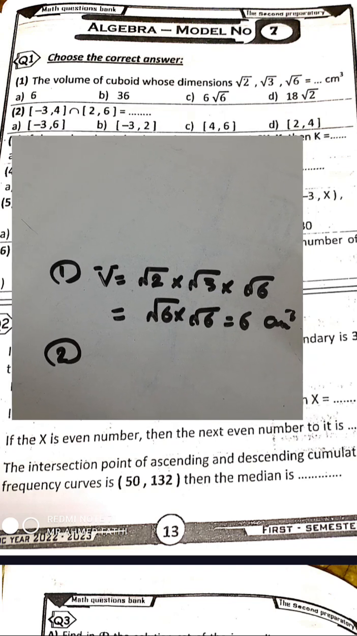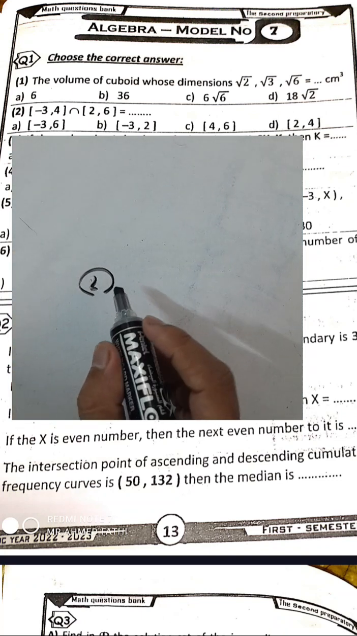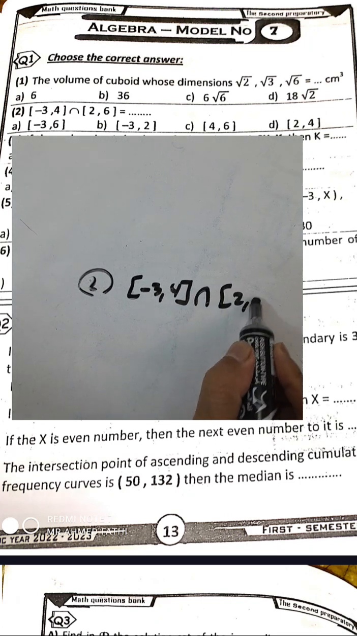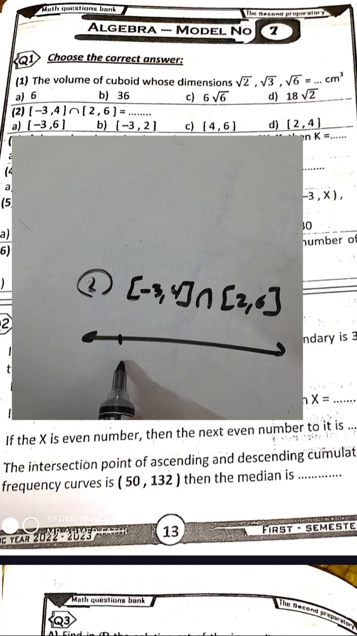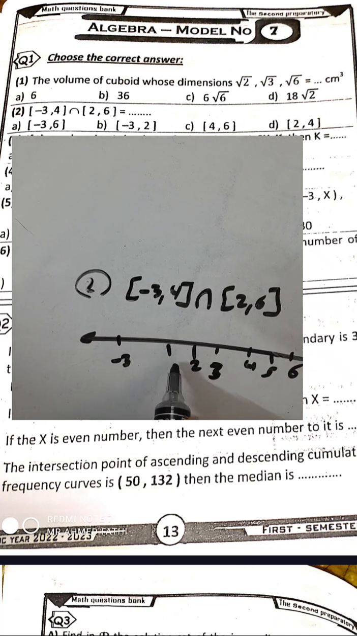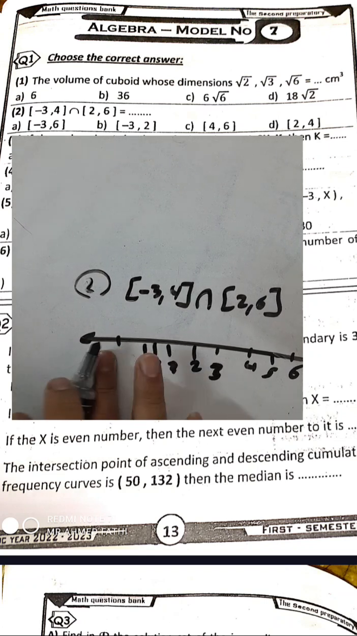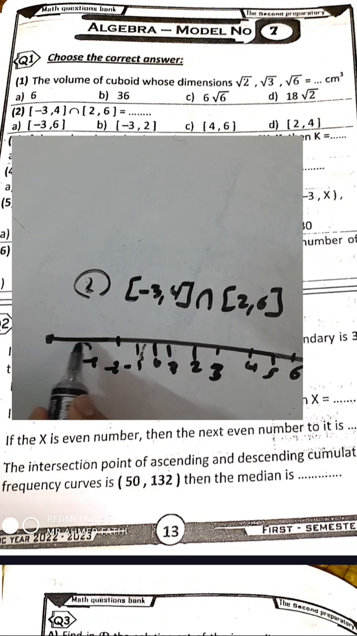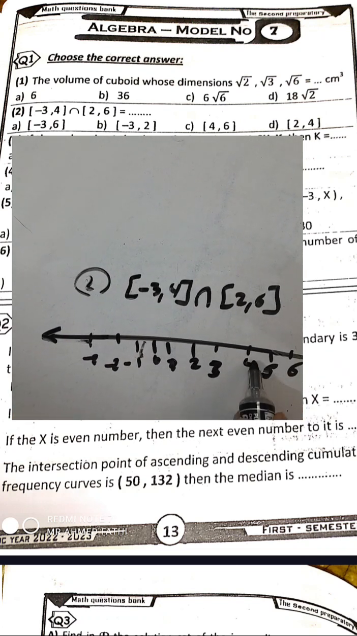Number 2, the intersection between two intervals equals what? In this question, we want to find the intersection between two intervals, first negative 3 to 4, intersected with 2 to 6. We have negative 3 to 4 and 2 to 6. Okay, you can complete here 1, negative 1, negative 2, negative 3, using a ruler to draw, okay?